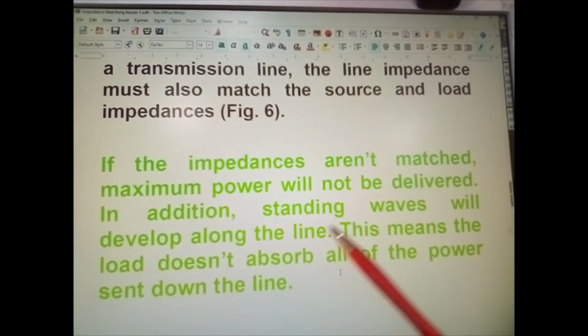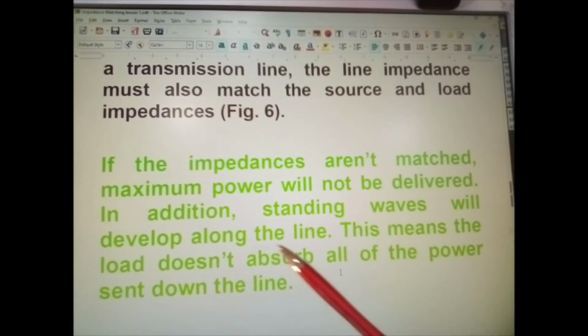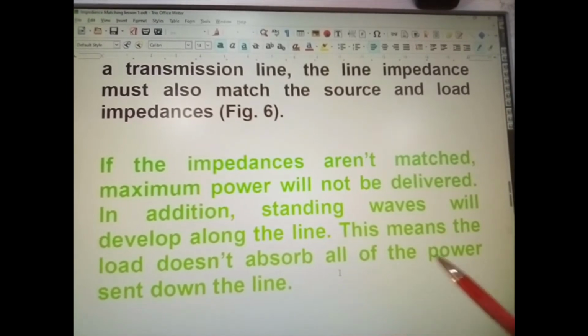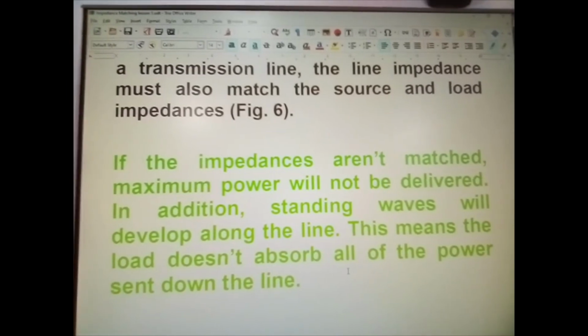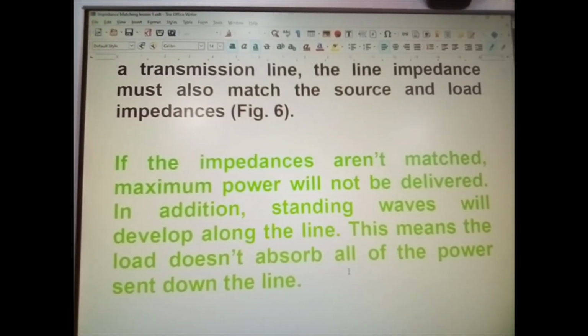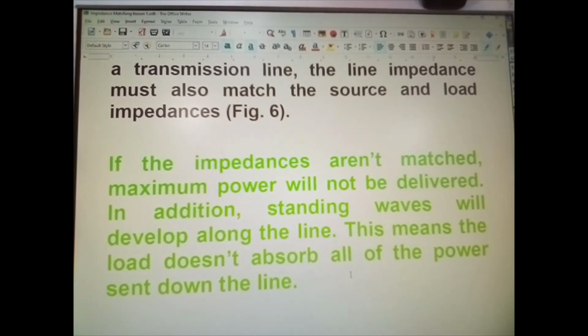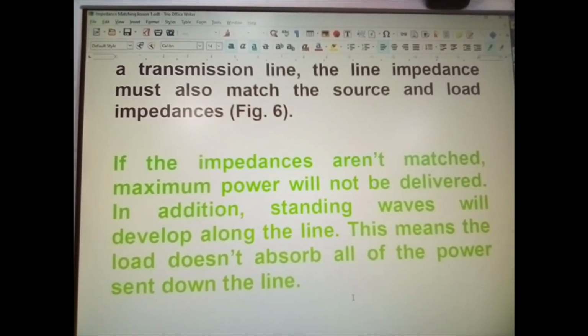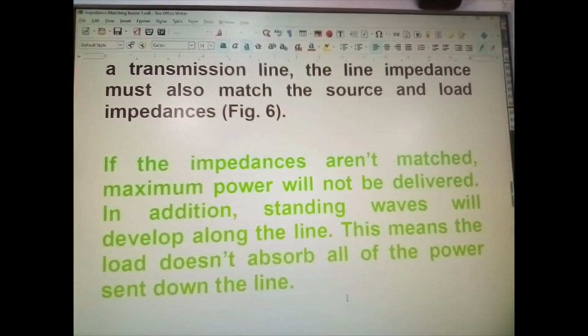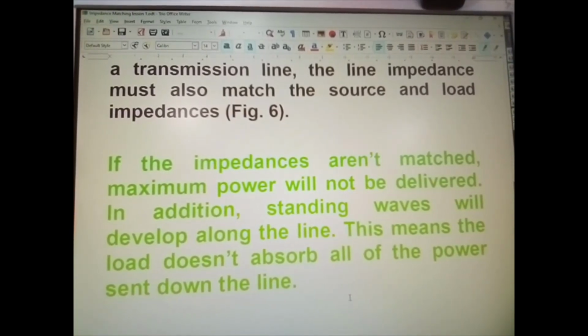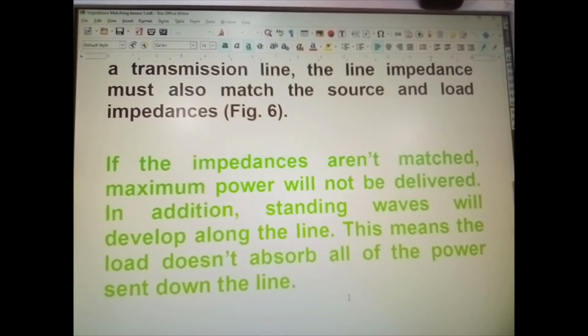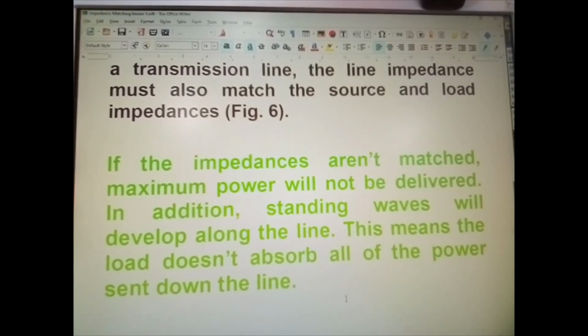In addition, standing waves will develop along the line. This means the load doesn't absorb all of the power sent down the line, meaning you have a power loss down the line created by additional waves, which in turn take up their own form of energy. And that is where twisted pair cables come into their own to eliminate some of this wave.